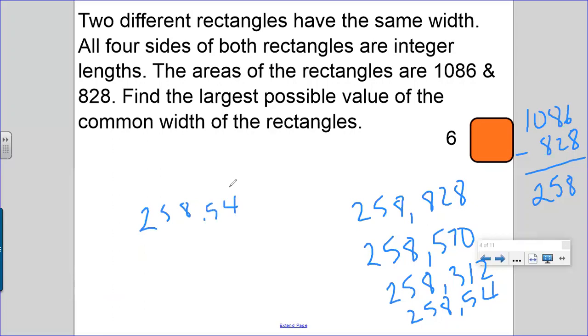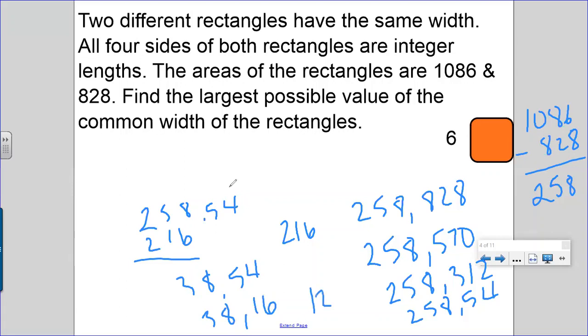It is really long. I think we can shorten this up though. How many times do we take out 54? We take it 4 times. That would give us 216. So 216 gives us 38. 38 and 54 isn't bad. Then we get 38 and 16. And then that gets us 12. No, 22 and 16. So that gets us 6 and 16.